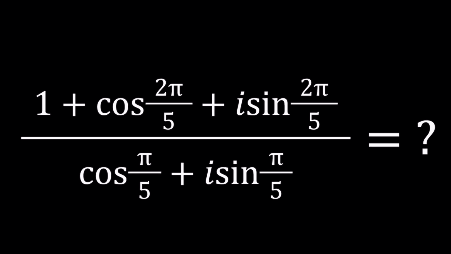This channel is all about complex numbers, and in this video we're going to be simplifying a trigonometric expression with complex numbers. We have 1 plus cosine 2 pi over 5 plus i times sine 2 pi over 5, all over cosine of pi over 5 plus i sine pi over 5. And we're going to try to simplify this expression, write it in the simplest form possible.